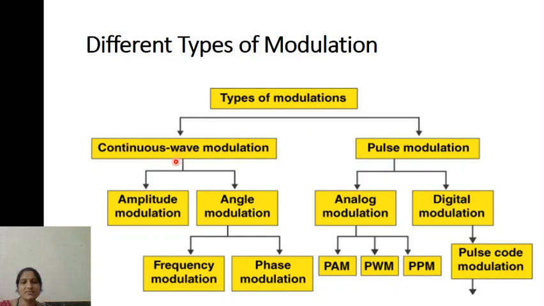In continuous wave modulation, there are two types: amplitude modulation and angle modulation. Angle modulation is again classified into phase modulation and frequency modulation. Under pulse modulation, there are two types: analog modulation and digital modulation. Analog modulation is classified into PAM, PWM and PPM. PAM stands for pulse amplitude modulation, PWM stands for pulse width modulation, and PPM stands for pulse position modulation. Under digital modulation, you have pulse code modulation.